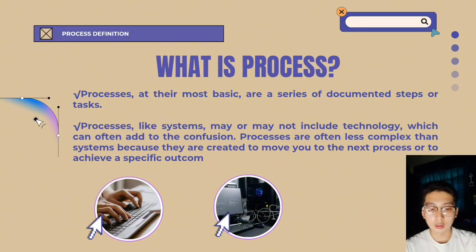Processes definition. Processes, at their most basic, are the series of documented steps or tasks. Processes, like systems, may or may not include technology, which can often add to the confusion. Processes are often less complex than systems because they are created to move you to the next process or to achieve a specific outcome.